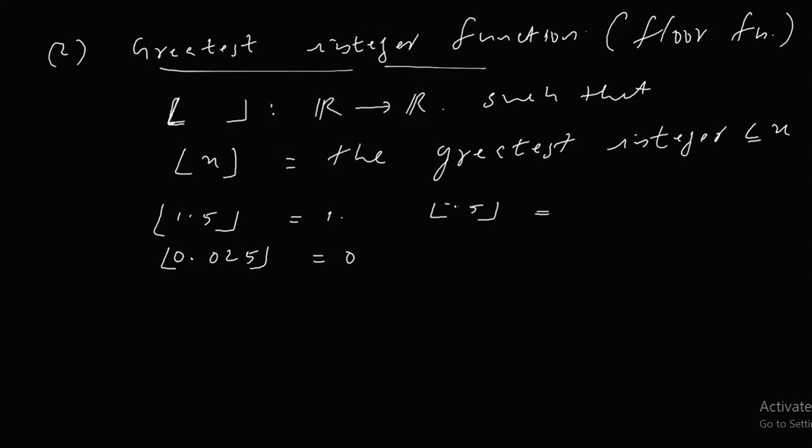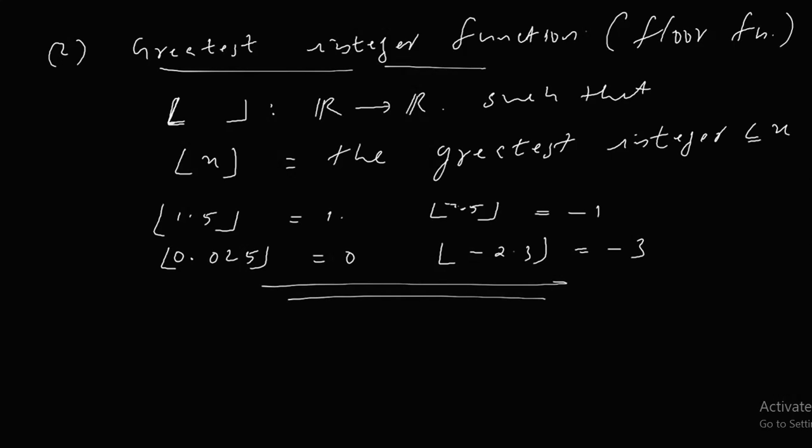keep in mind the real line. So for negative 0.5, the integer just less than that is going to be negative 1. The greatest integer function of negative 2.3 is going to be negative 3. So this is how it looks. This is called a greatest integer function.